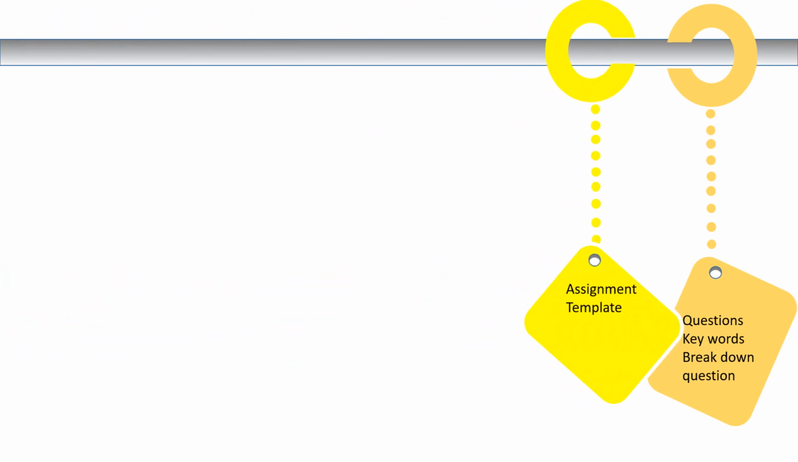We've looked at the assignment brief template, and the assignment brief template is to do a project and report this in a report format of 3,000 words plus or minus 10%. And it takes you through all the different stages.